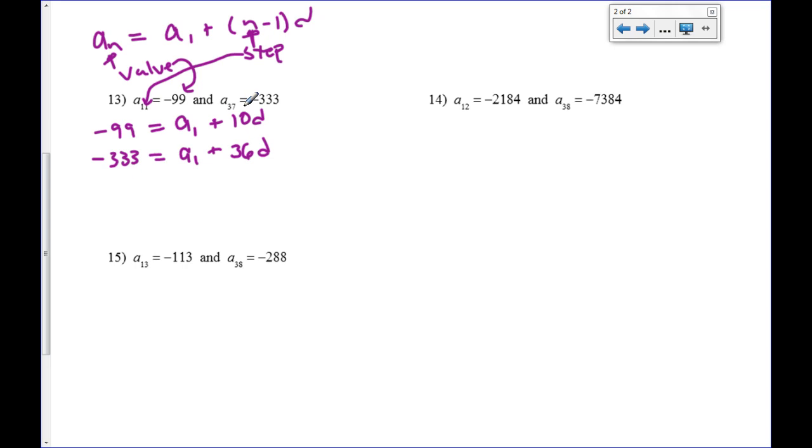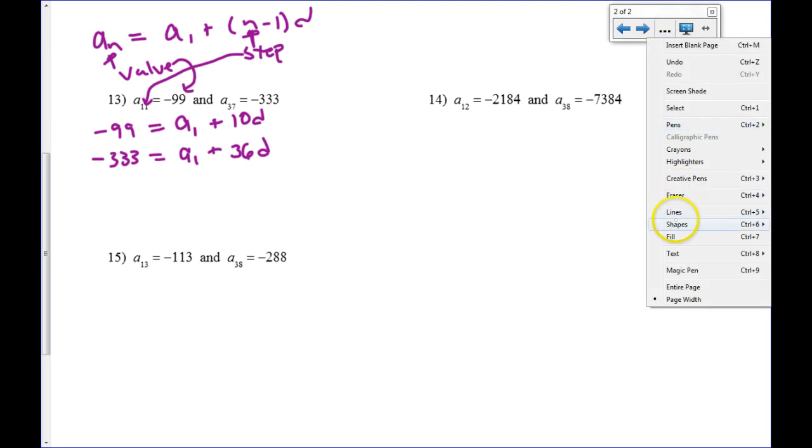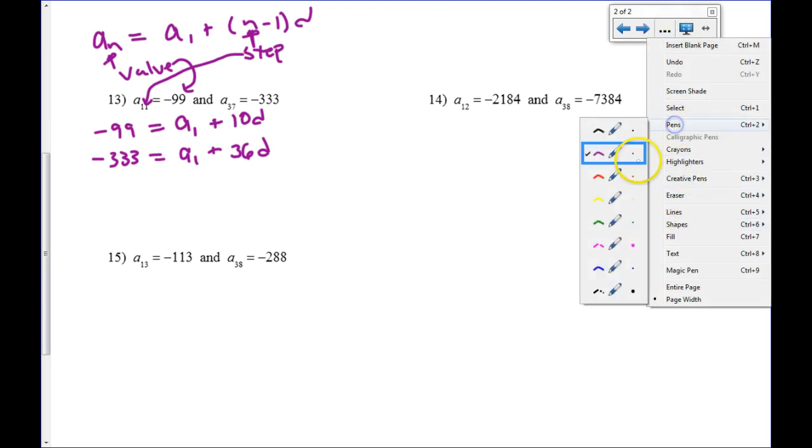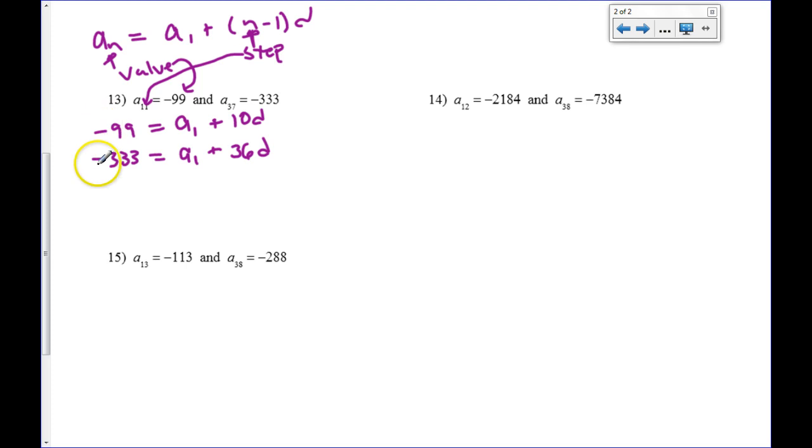Now, we're going to solve these by simultaneous equations. What's really easy about these ones is we can eliminate our A sub 1 by changing it to a negative. So I'm just going to change all my signs here for one of these. I'll do this one just to make everything positive when we're subtracting. So 333 minus 99 should be 233 plus 1, which is 234, correct? Yep. The A's will cancel, and negative 36 plus 10 is negative 26D.